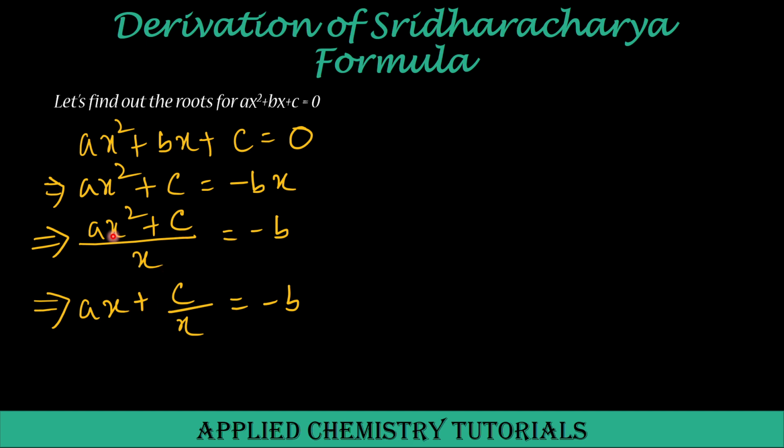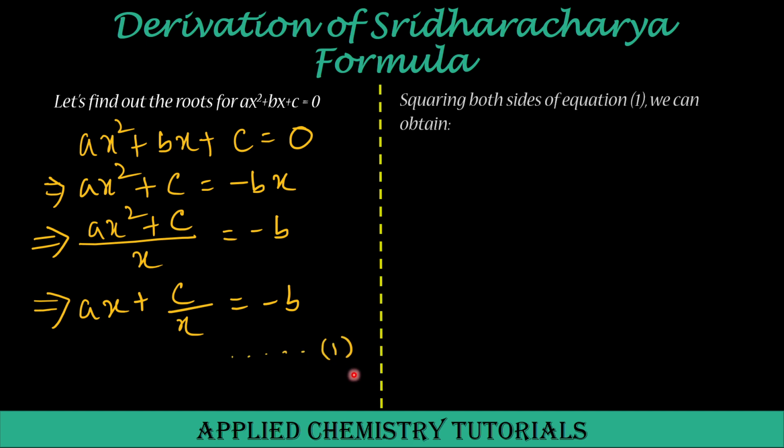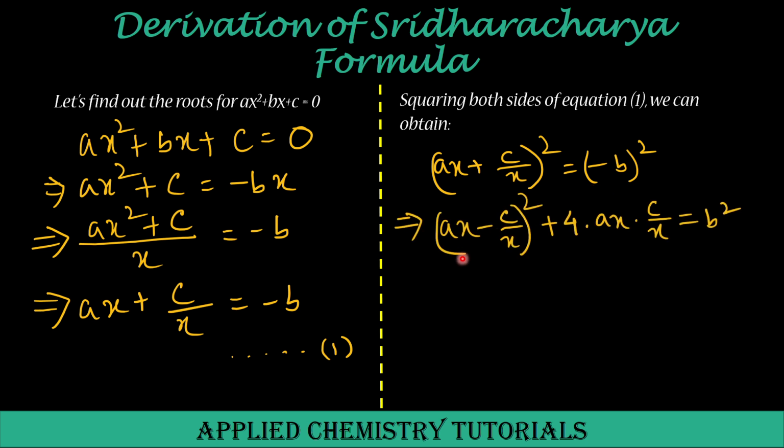Now from this, if we split this term, we can have ax²/x, which is ax, plus c/x equals -b. So we are calling it equation 1. Now squaring both sides of equation 1, we can obtain (ax + c/x)² = (-b)². So after applying identity 3, we can have (ax - c/x)² + 4 × ax × c/x = b².